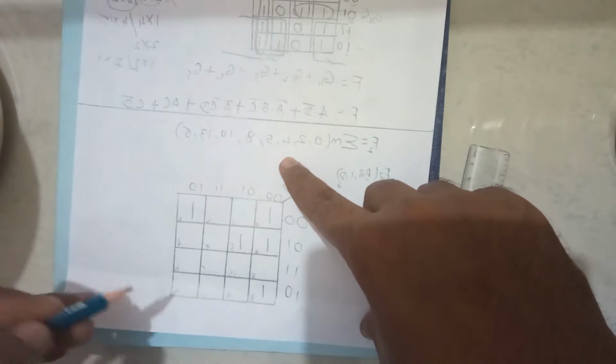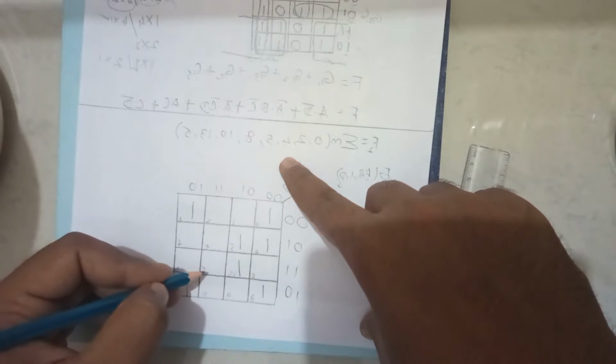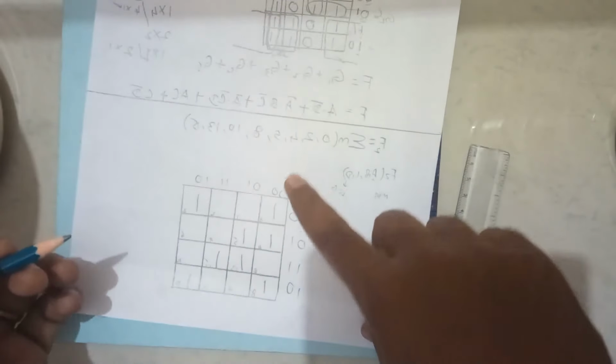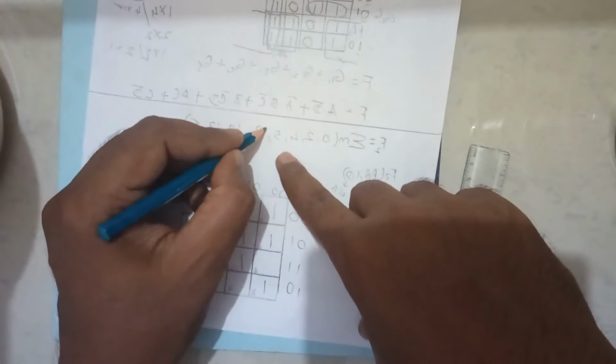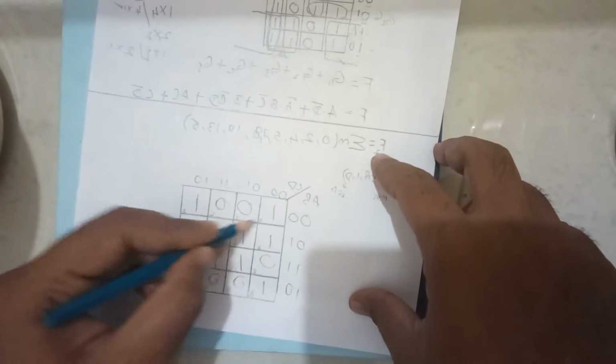8, 10 and 13 and 15. Let me have one more number. Let me have number 7 here. So number 7. Okay. Other than this position, I have to substitute with 0 because such minterms are not there in my function.